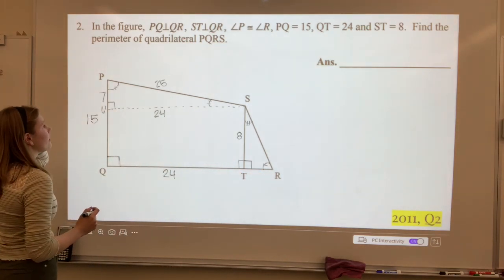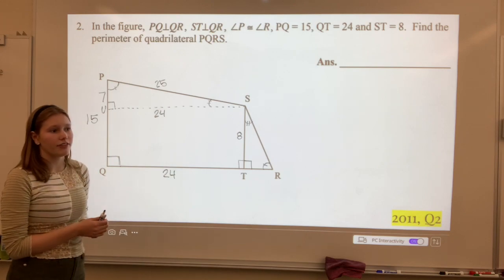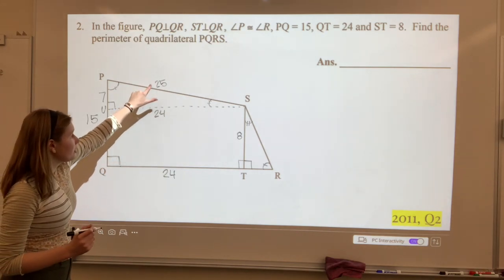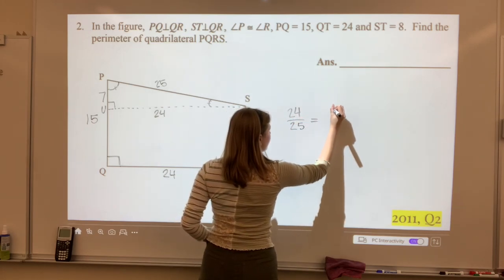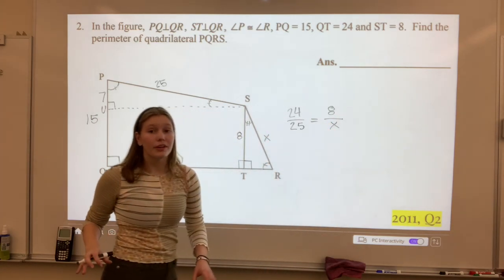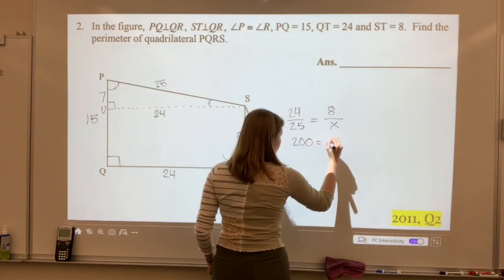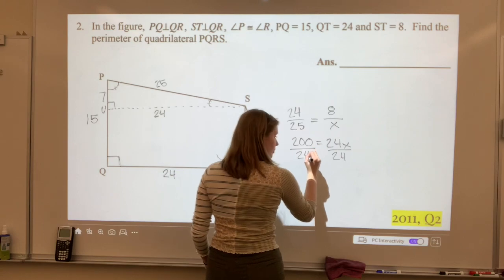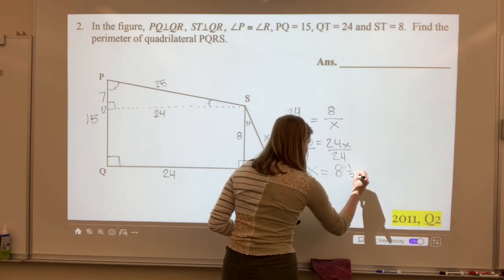So I am going to say that since this is the only side length that both triangles have values for, 24 is to 25 as 8 is to this hypotenuse, and I'm going to call that x. So cross multiply and solve for x. So 8 times 25 is going to be 200 equals 24x. Divide both sides by 24. So x is going to be equal to 8 and 1/3.